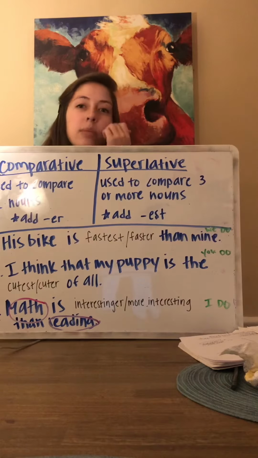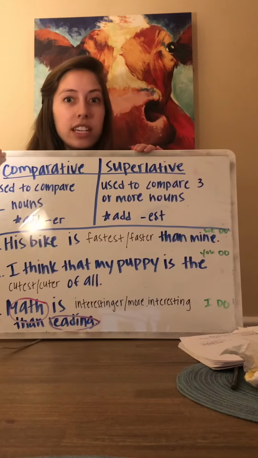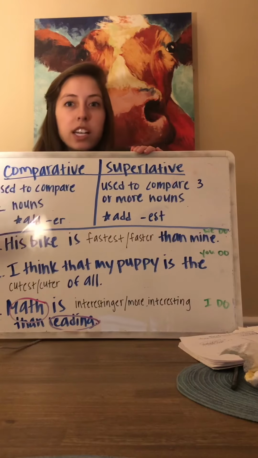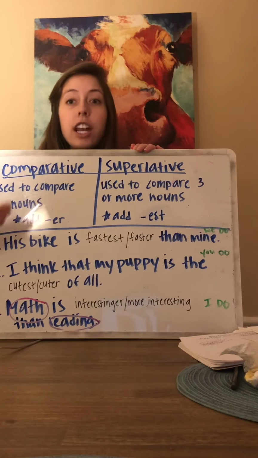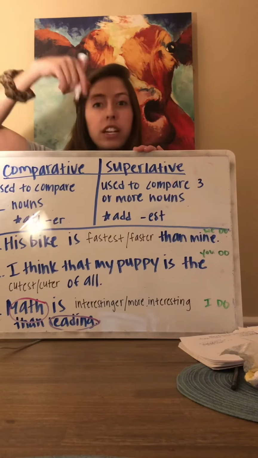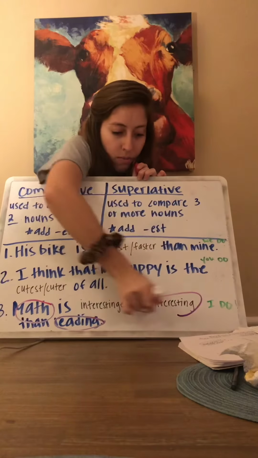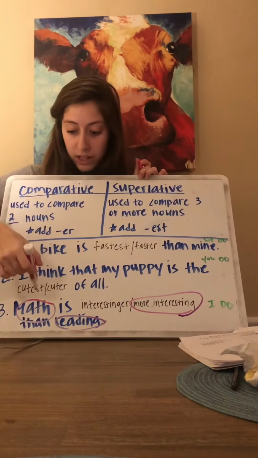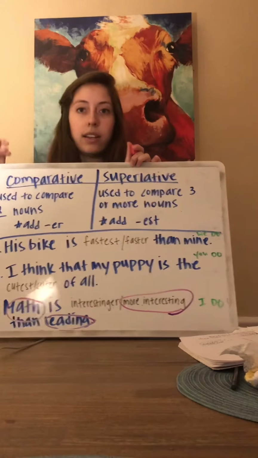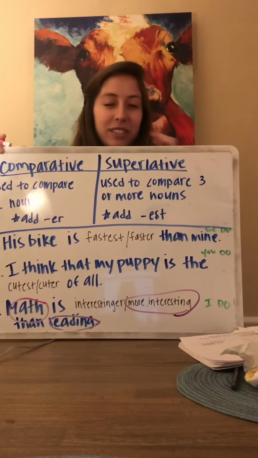But sometimes they trick you, because what I noticed is that interestinger is not a real word. So there are some rules. If your word has more than 2 syllables, you're gonna have to add another word in front of your adjective. So instead of interestinger, I would say something like more interesting. So when I fill in the blank, math is more interesting than reading. It makes the most sense.